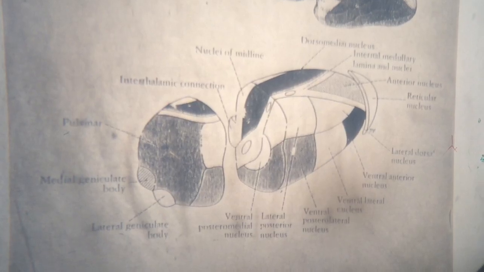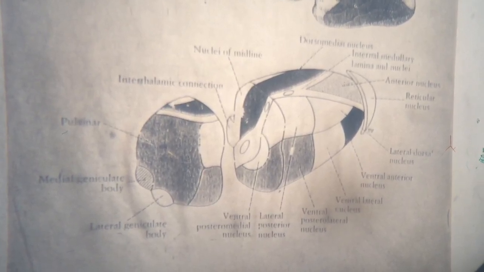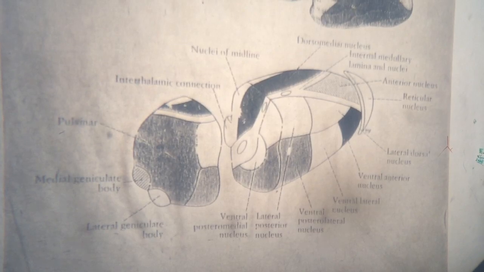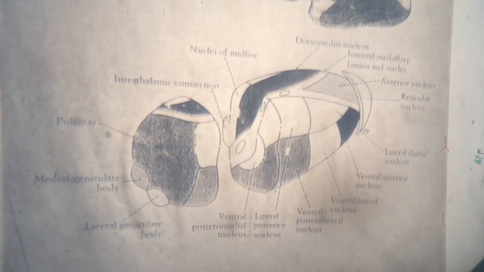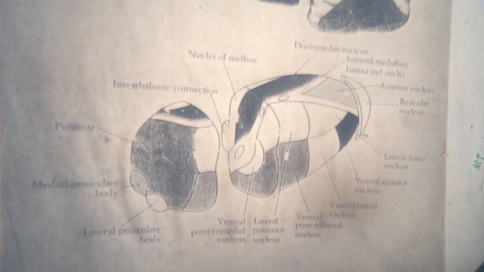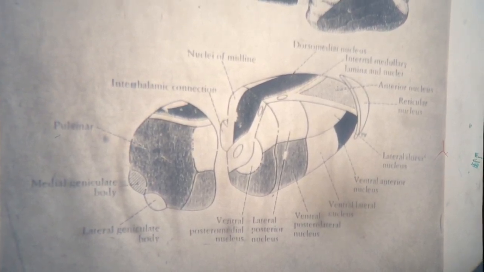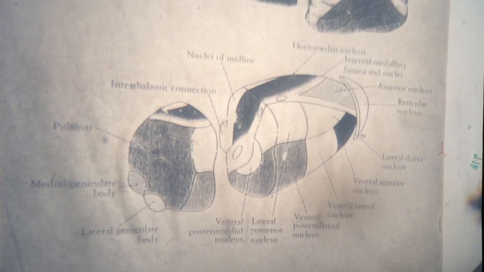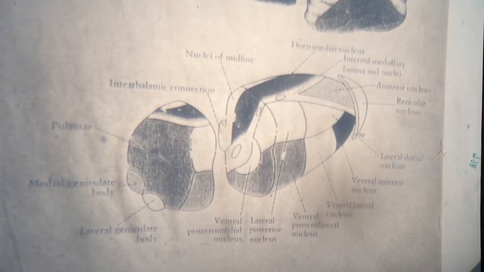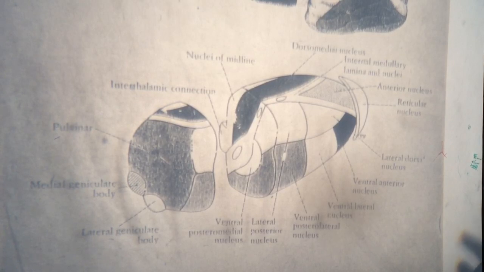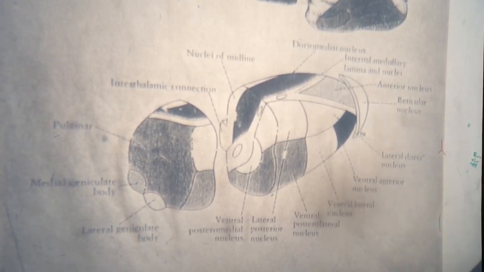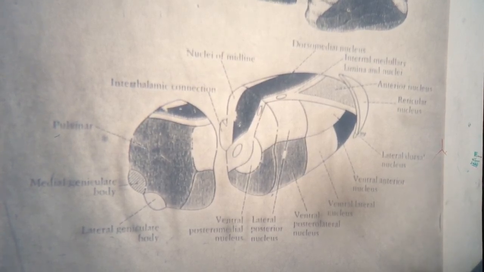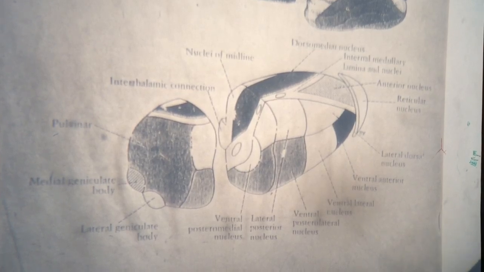VPL, the ventral posterolateral nucleus, receives the two main sensory tracts through the medial lemniscus and the spinal lemniscus. These are the dorsal column medial lemniscal system, and also the spinothalamic tract.